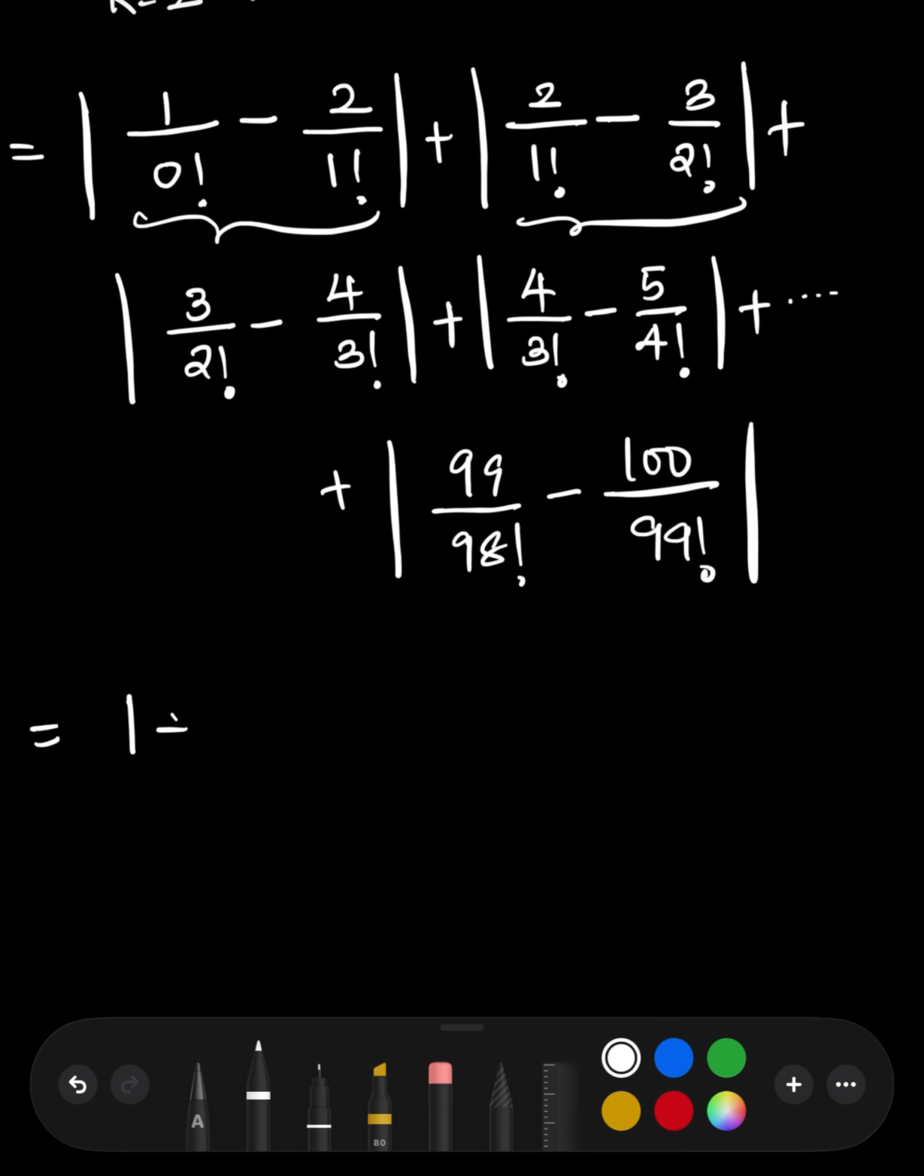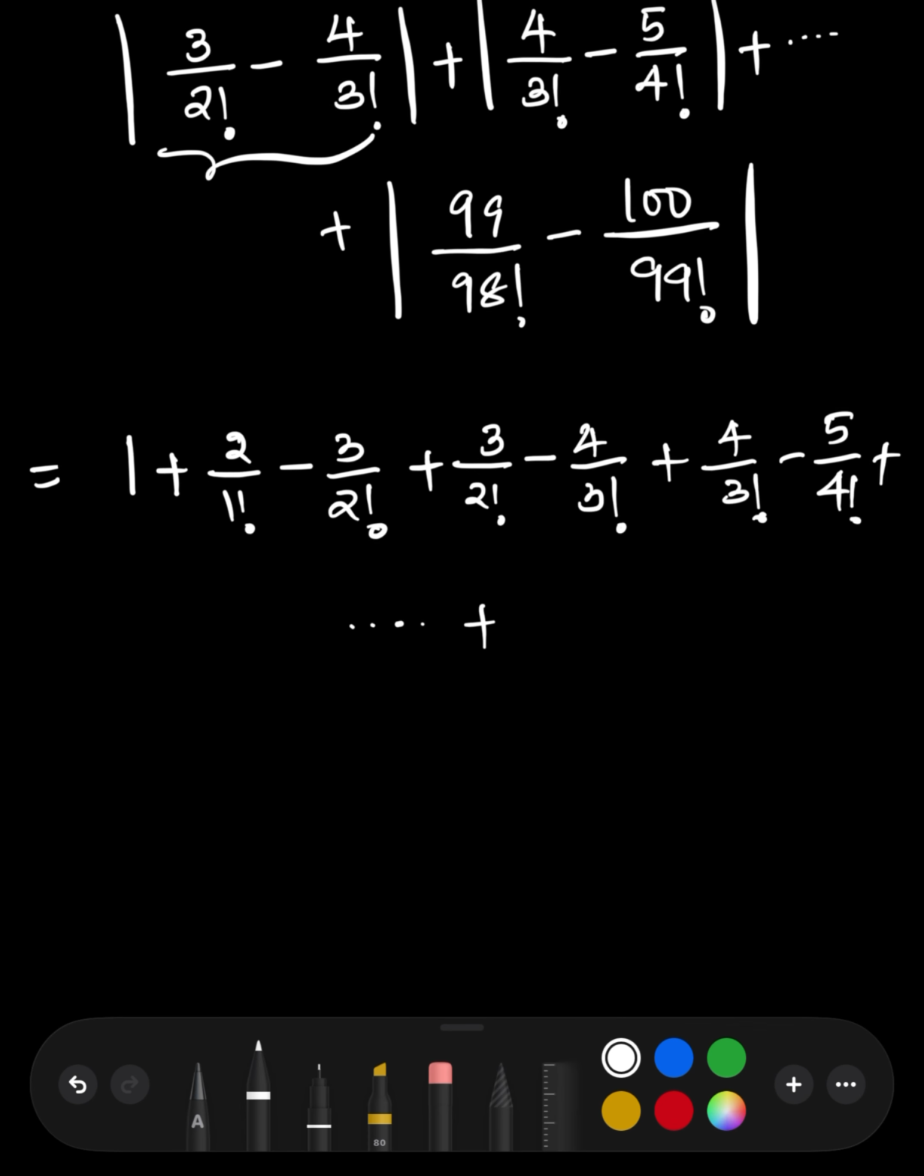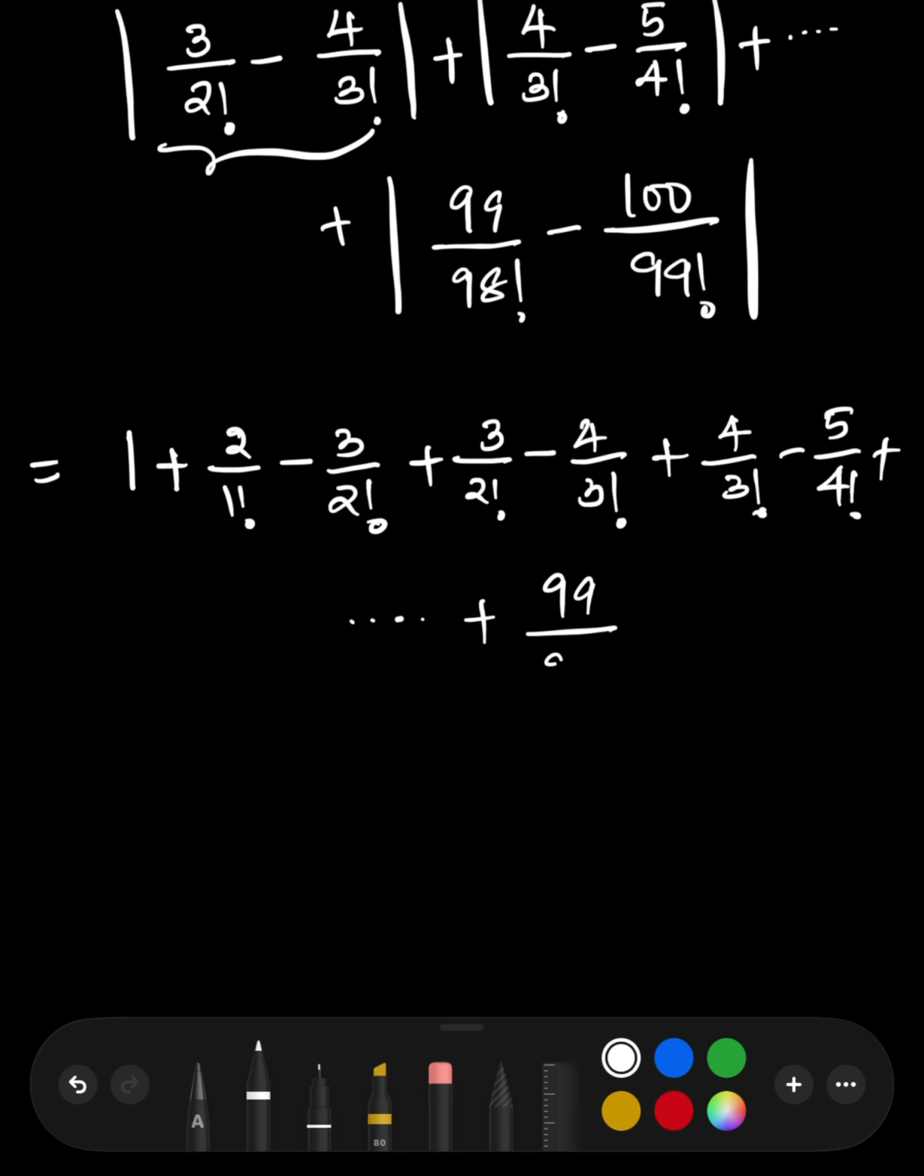Next term: 2 by 1 factorial minus 3 by 2 factorial. I just want to eliminate the modulus from this because it is already a positive quantity. Next, from this also: 3 by 2 factorial minus 4 by 3 factorial plus 4 by 3 factorial minus 5 by 4 factorial plus and so on, plus 99 by 98 factorial minus 100 by 99 factorial.